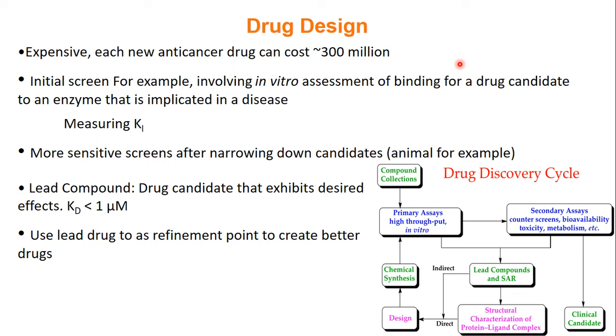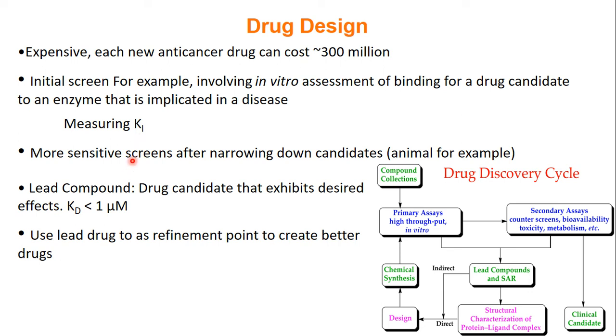The idea for making a new drug is, first, you start with an initial screen. For example, you have an enzyme that you want to bind. You're going to try and bind a lot of different compounds and see what binds the best. Really, what you're doing is measuring the inhibition constant. You're measuring Ki.